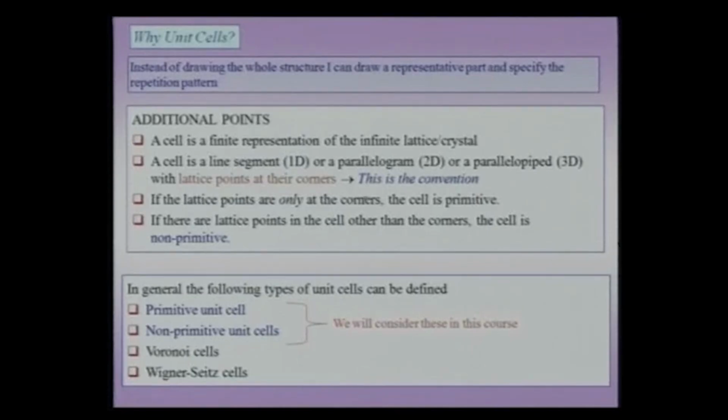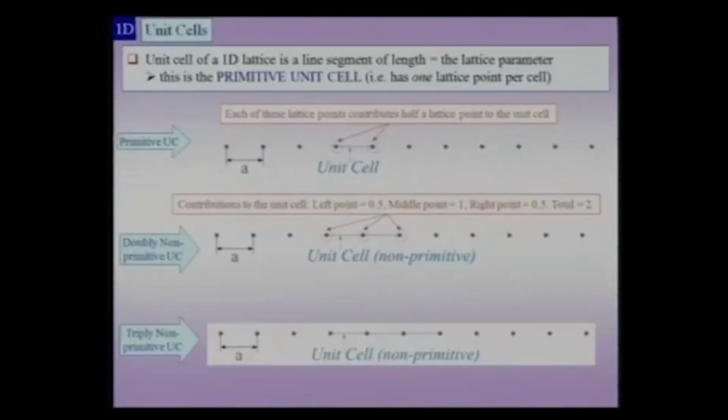If the lattice points are only at the corners of the unit cell, we called it a primitive unit cell, and otherwise, if there is more than one lattice point per cell, we called it a non-primitive unit cell. We also pointed out there are other kinds of cells which people consider, which are Voronoi cells and Wigner-Seitz cells, and we will not typically deal with these in this elementary course.